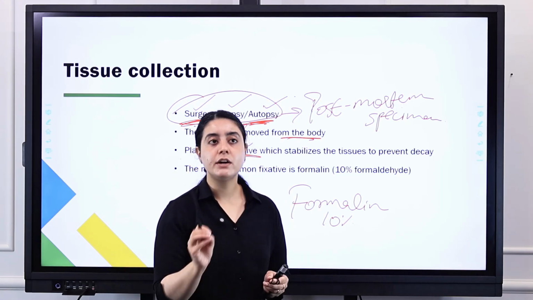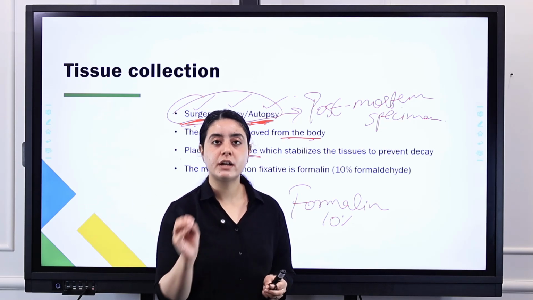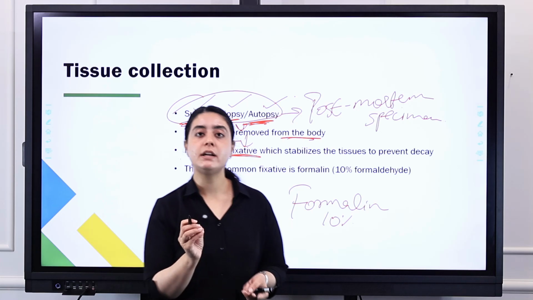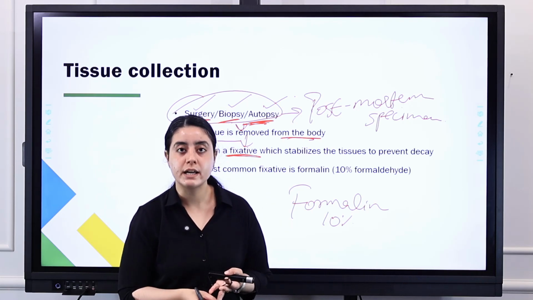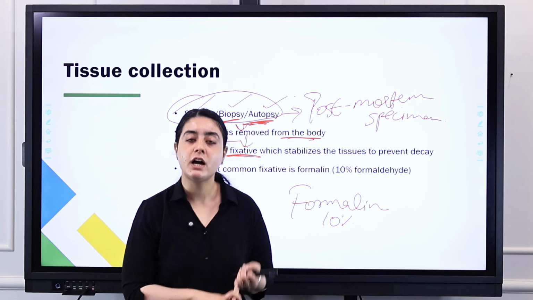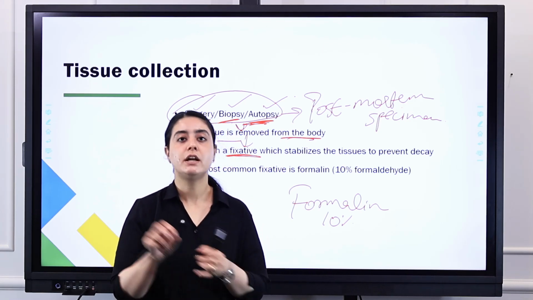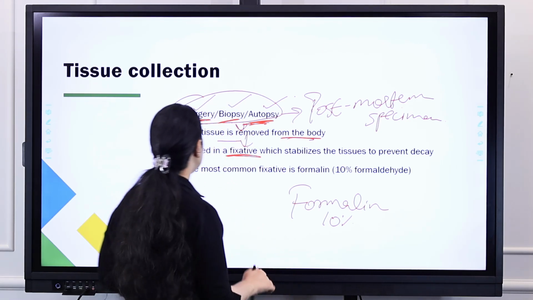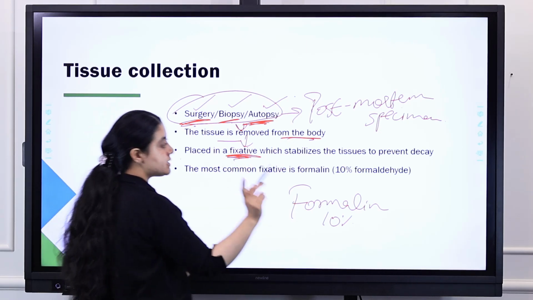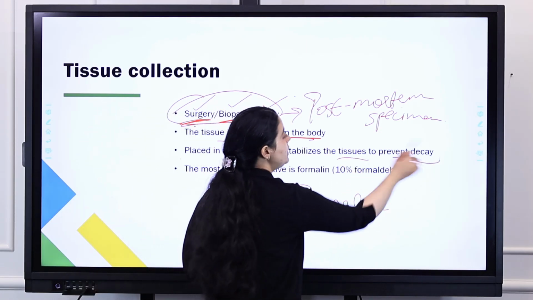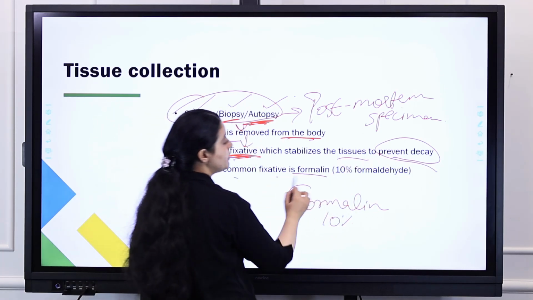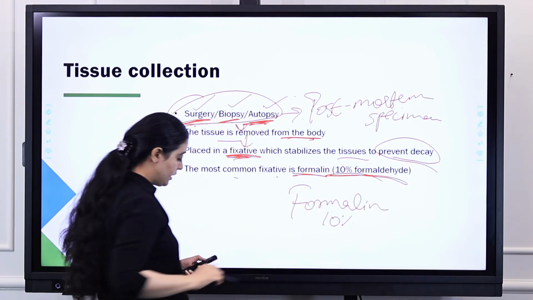With the help of the fixative, we can prevent any kind of decay and any kind of microorganism attack that could cause another infection. To preserve its original shape, its original size, and all the margins clearly, and to prevent any kind of decay, we have to put our tissue specimen into the fixative. So after removing the tissue from the body, we place it into the fixative, which stabilizes the tissue to prevent decay. The most common fixative is formalin, 10% formaldehyde.